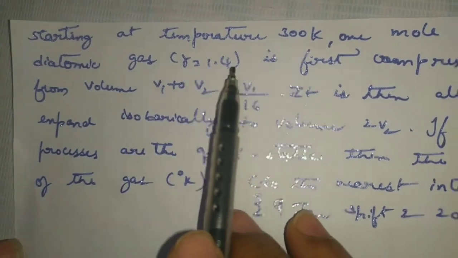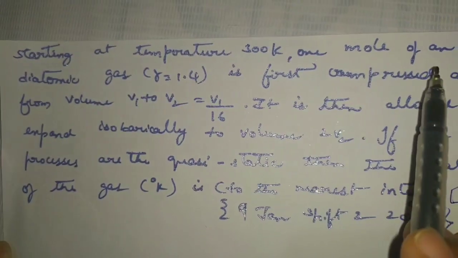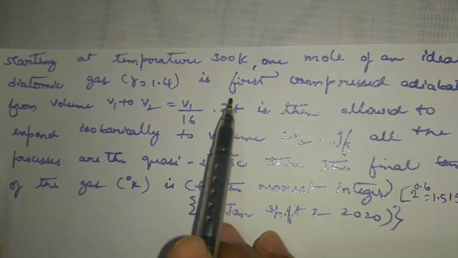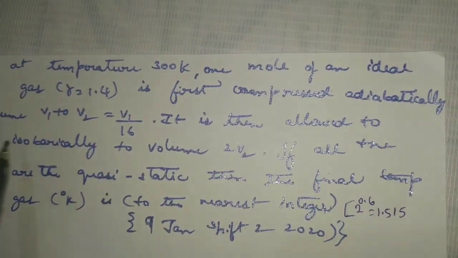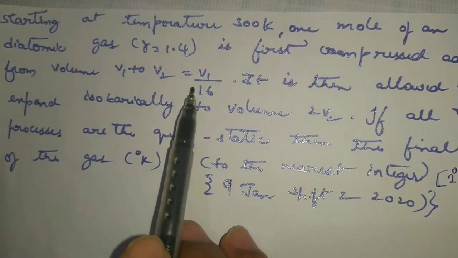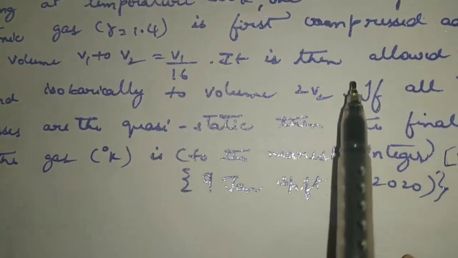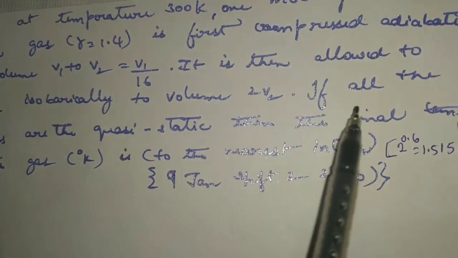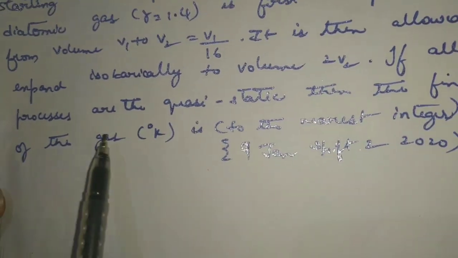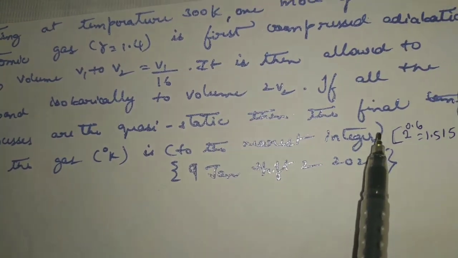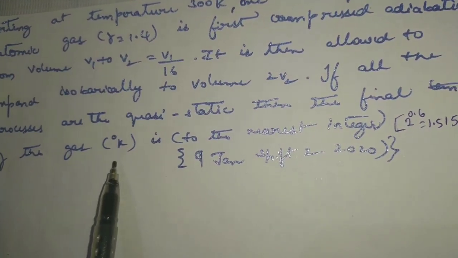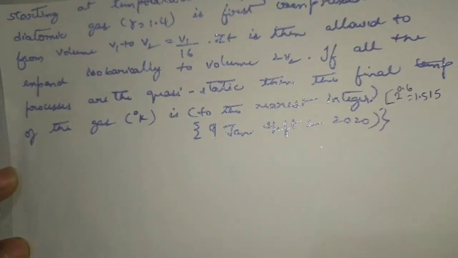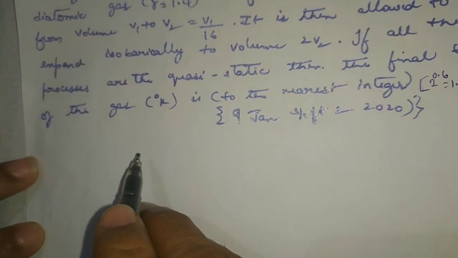Starting at temperature 300 Kelvin, 1 mole of an ideal diatomic gas having gamma 1.4 is first compressed adiabatically from volume V1 to V2, V1 by 16. It is then allowed to expand isobarically to volume 2V2. If all the processes are quasi-static, then the final temperature of the gas in Kelvin is, here nearest integer. This is an integer type question.